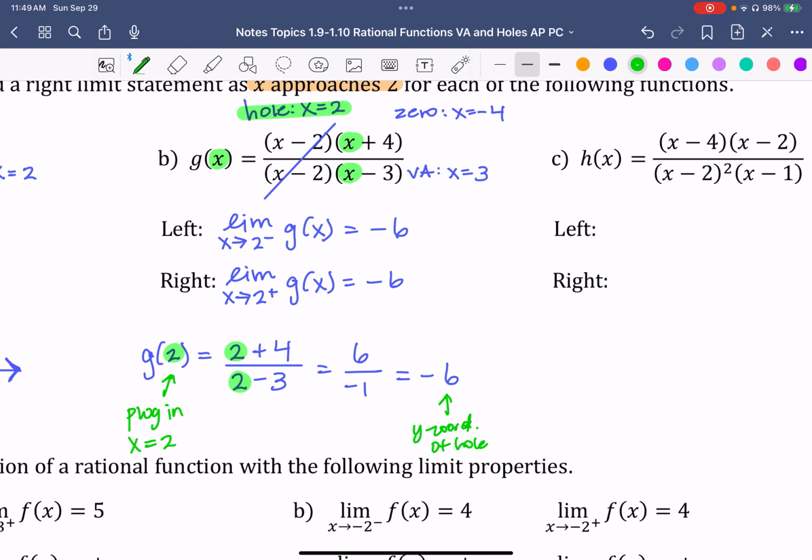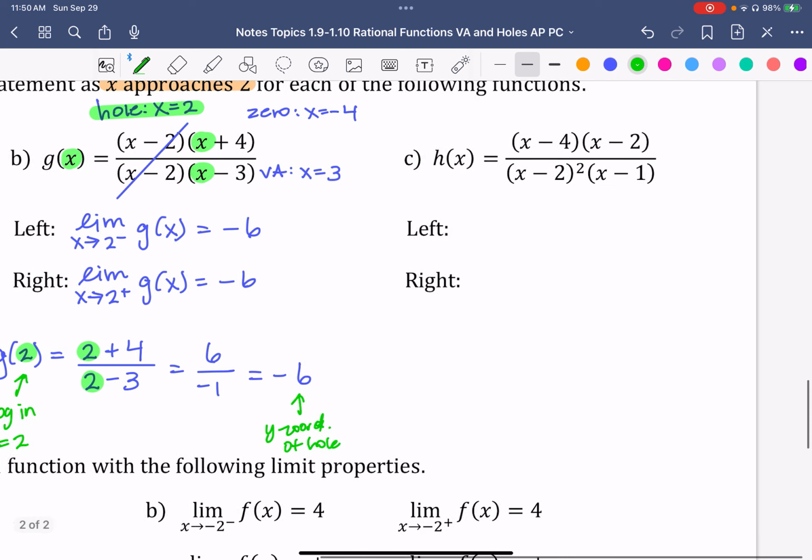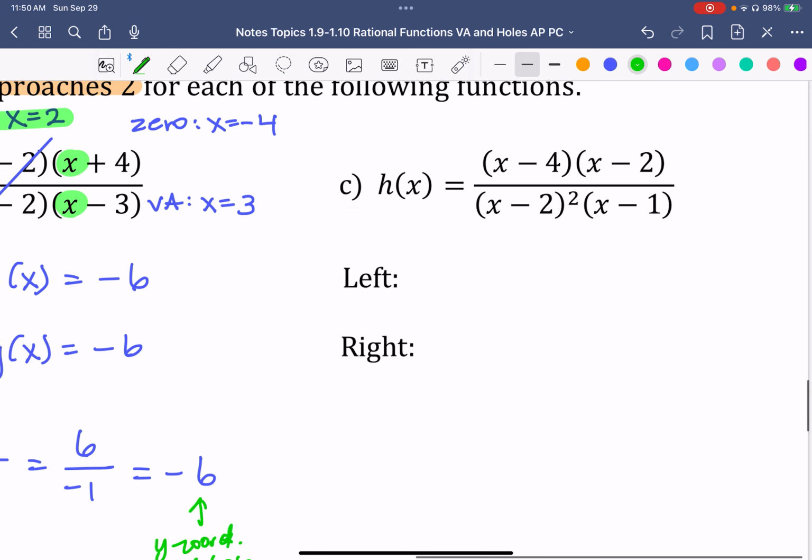I abbreviated coordinate. But yeah, so it's pretty easy when you have a hole. All you have to do is plug it back in to the factors you have not canceled out. Okay, let's do h of x.